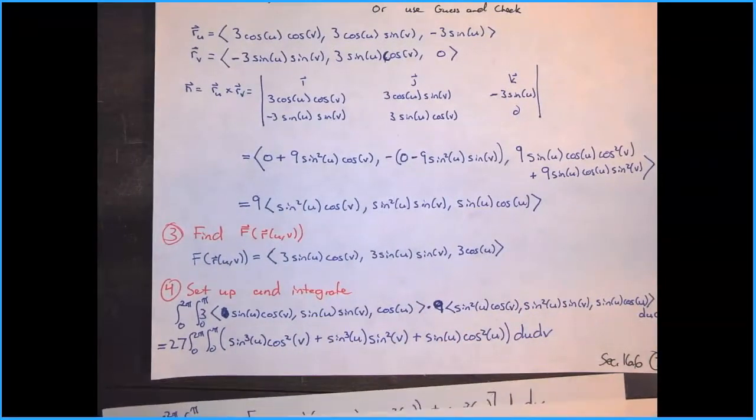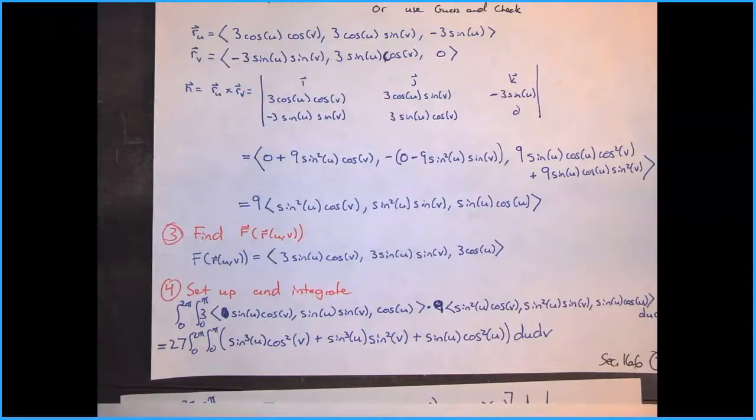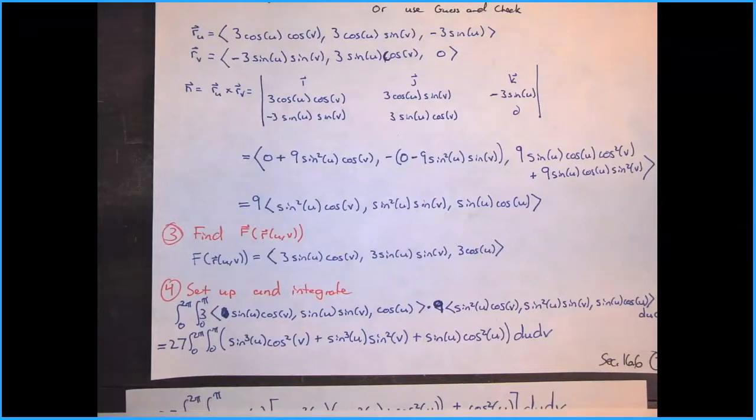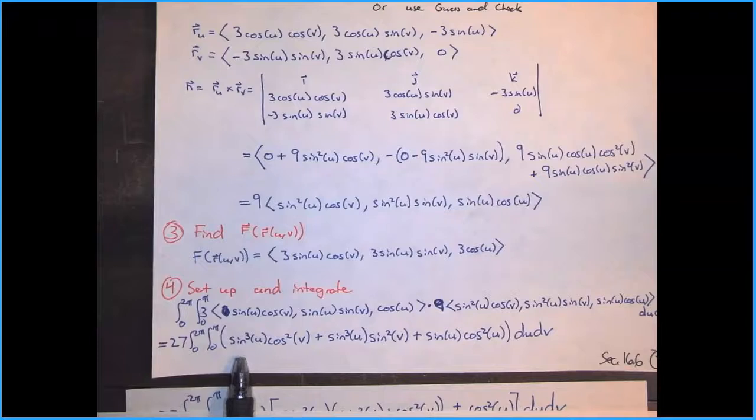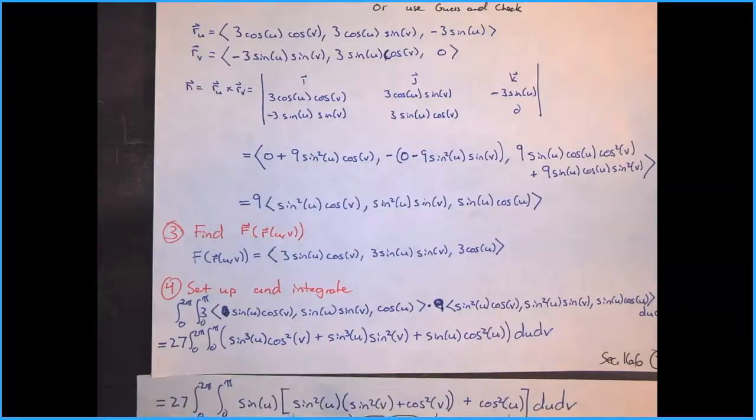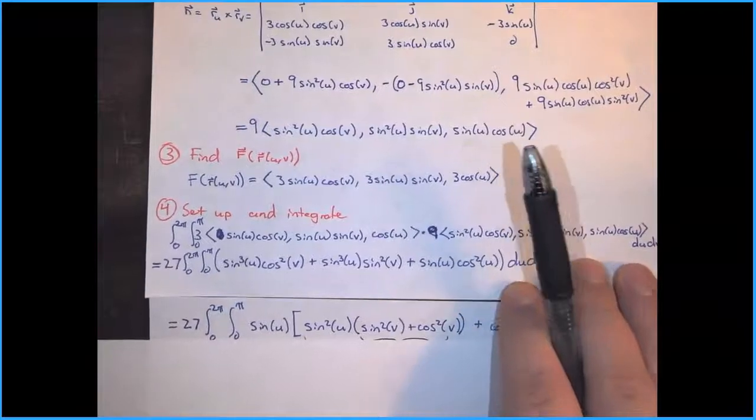If I compute that dot product, I'm going to get exactly sine cubed u cosine squared v plus sine cubed u sine squared v plus sine u cosine squared u. Now I'm going to start factoring things to simplify this. You could go ahead and integrate as is, but it's going to be pretty complicated. So instead, let's see if I can get some simplifications by factoring. I'm going to factor a sine u out of all three terms, and then I'm going to focus on these two terms and factor out a sine squared. So it's going to look like this.